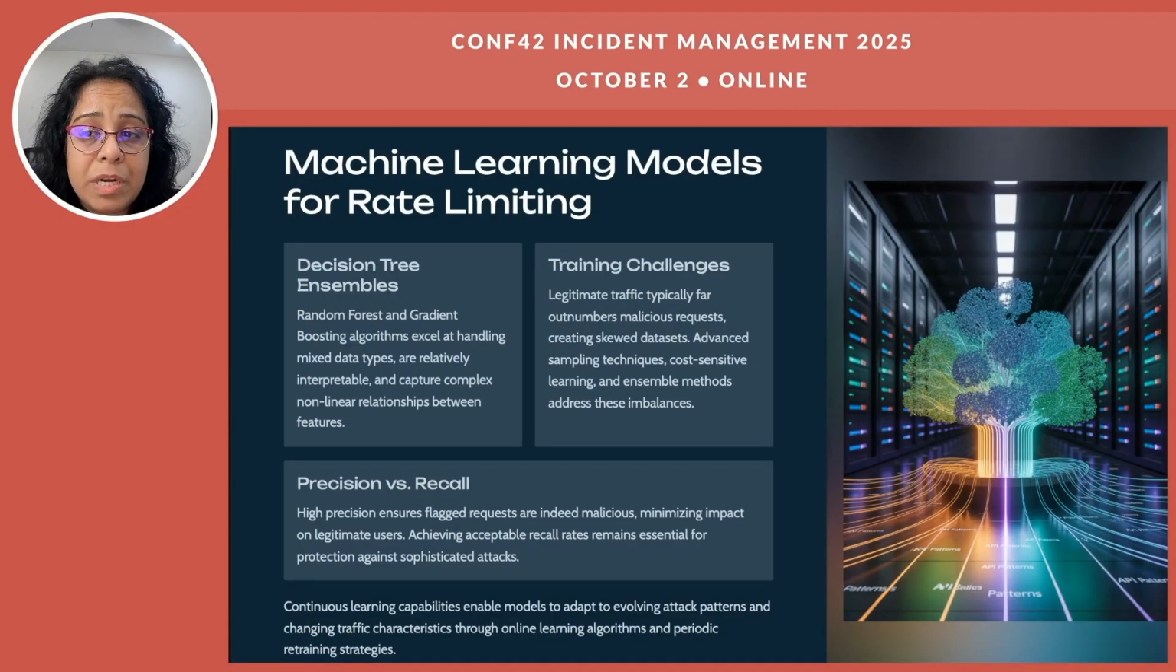And here's the crucial part. This committee never stops training. It continuously learns from new attacks and changing traffic patterns through online learning algorithms and periodic retraining strategies to understand what kind of attacks may happen in future. This kind of continuous learning capability is what keeps the system smart over time.